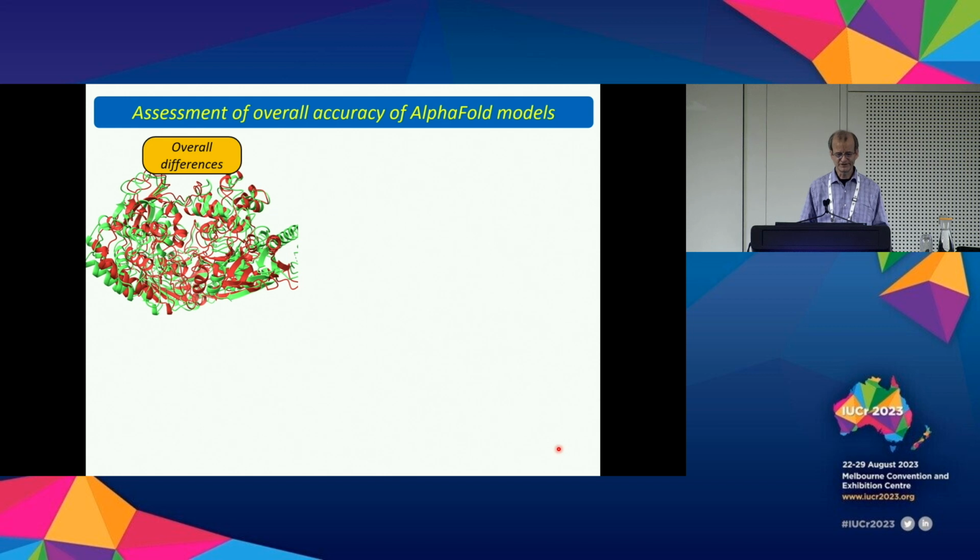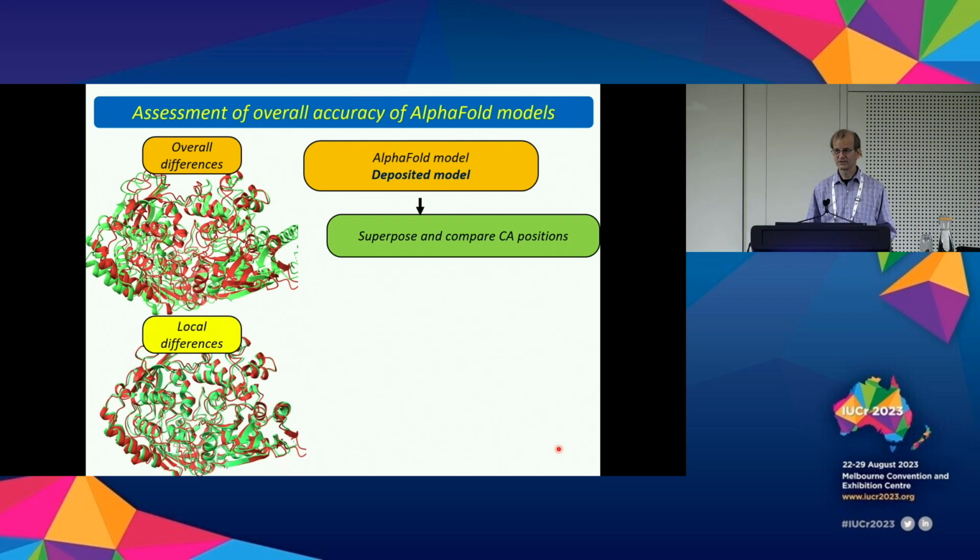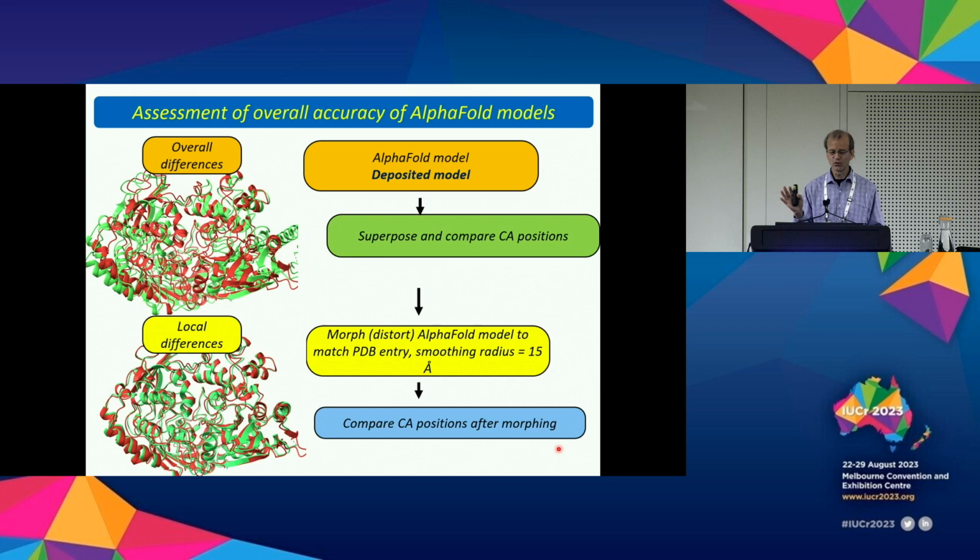We're going to look at overall differences, just superimposing the deposited model and the AlphaFold model and comparing C alpha positions. How different are they? And then to get local differences, we'll take the AlphaFold model and morph it. We're going to apply a systematic deformation to that model that has a characteristic distance, a smoothing radius of about 15 angstroms. So basically, things that are closer than 15 angstroms won't change much. Things that are more than about that will start changing. So we'll distort the one model to superimpose on the other, and then we'll look at the C alpha differences of that and see how different they are.